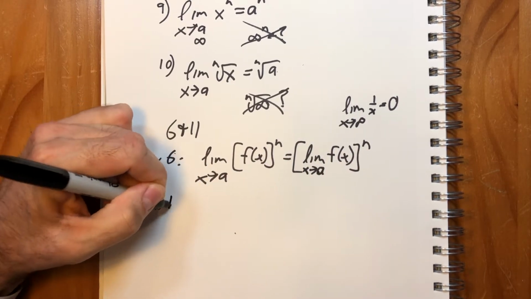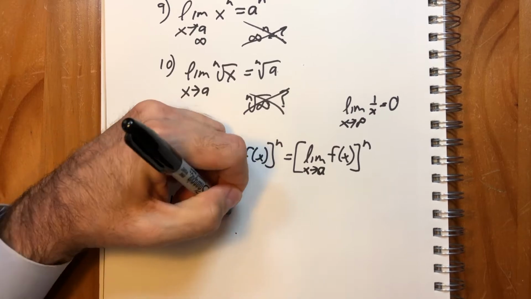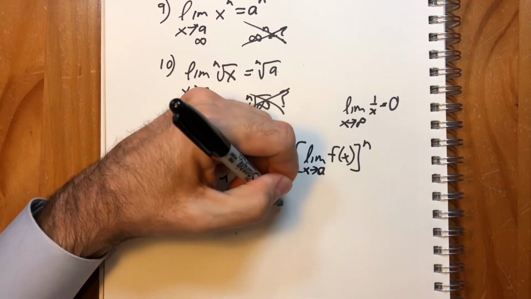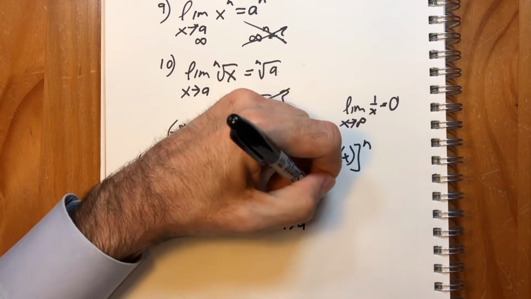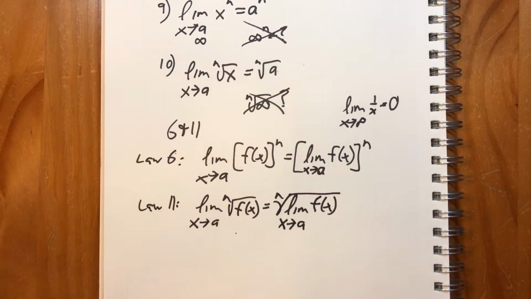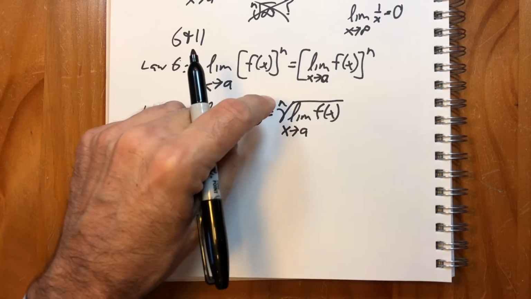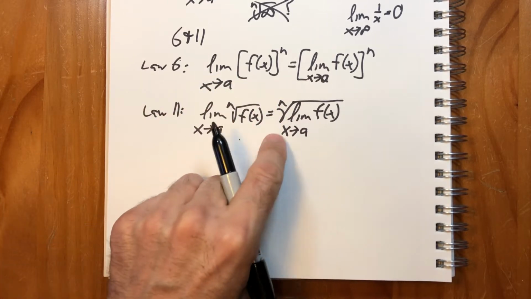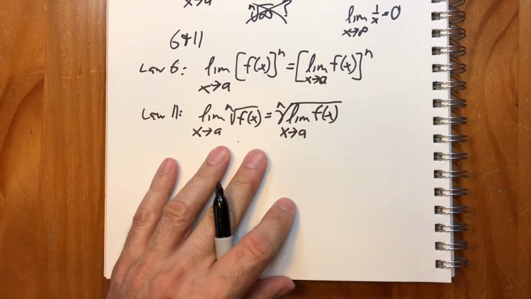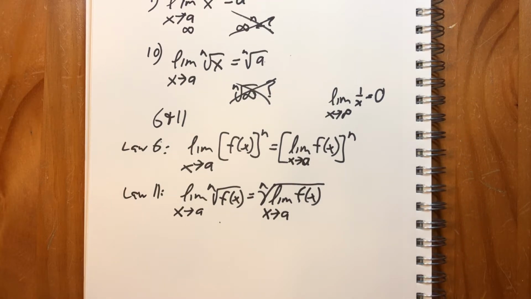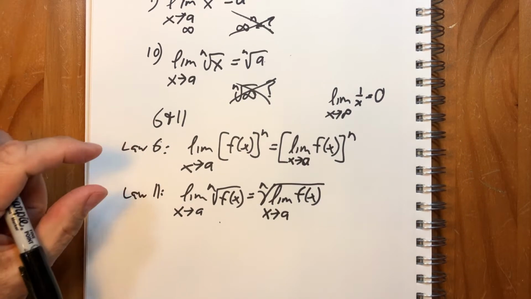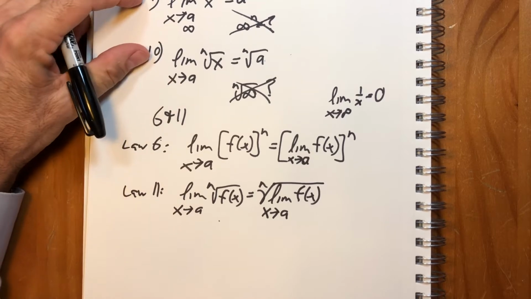Law 11 says that the limit as x approaches a of the nth root of f of x equals the nth root of the limit as x approaches a of f of x. n is a positive integer. We also have to stipulate that if n is even, then the limit has to be greater than 0, because otherwise the result would be complex. So notice how subtly different these 2 rules are from these 2 rules.